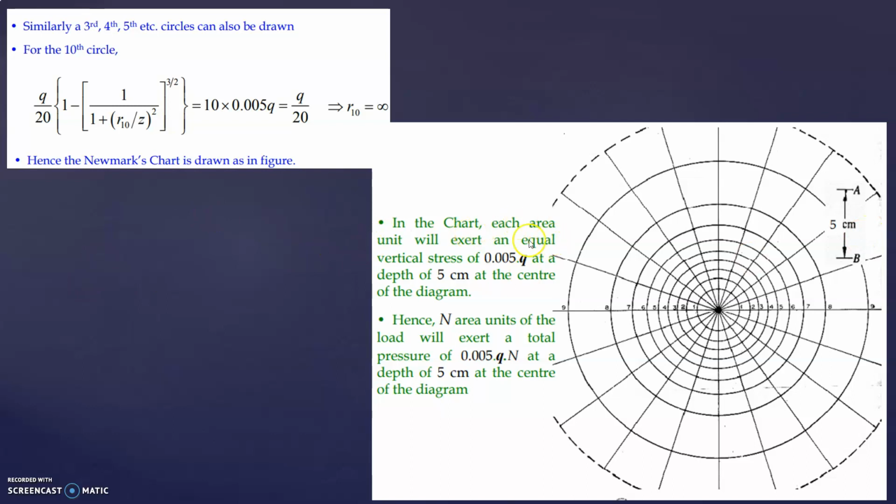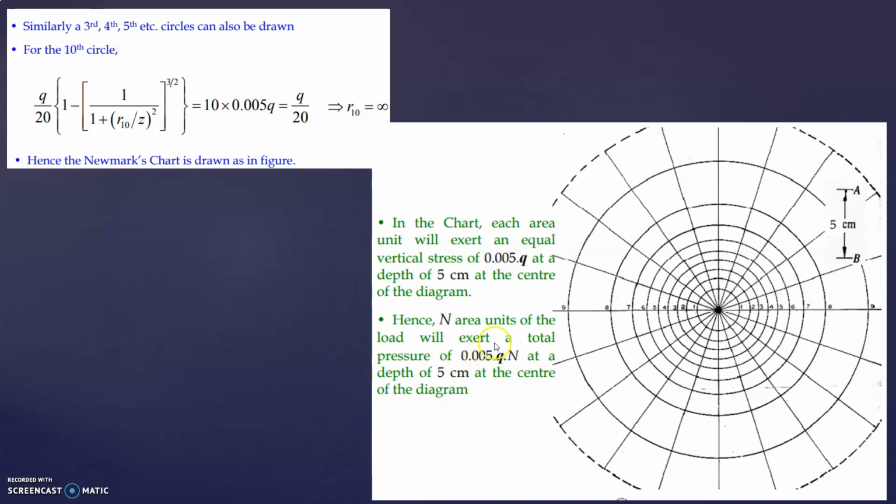In the chart, each area unit will exert an equal vertical stress of 0.005 Q. These are the areas which will exert a vertical stress of 0.005 Q at a depth of 5 centimeter at the center of the diagram. Hence, n area units of the load will exert a total pressure of 0.005 Q times n at a depth of 5 centimeter at the center of the diagram.